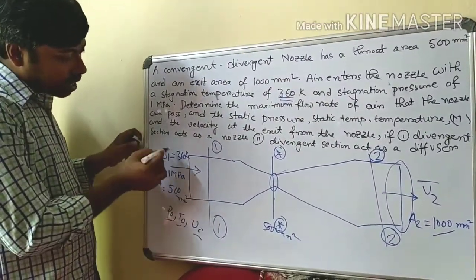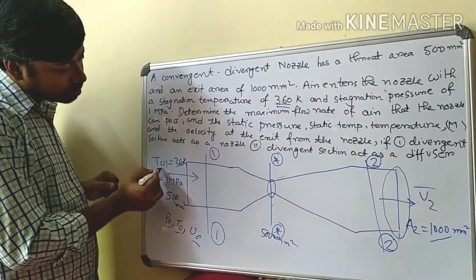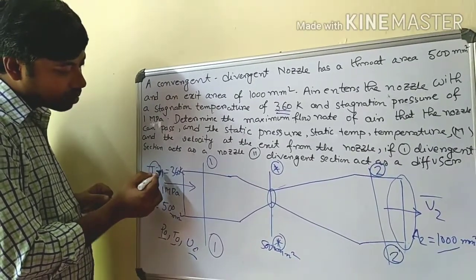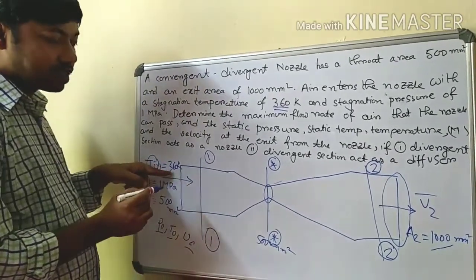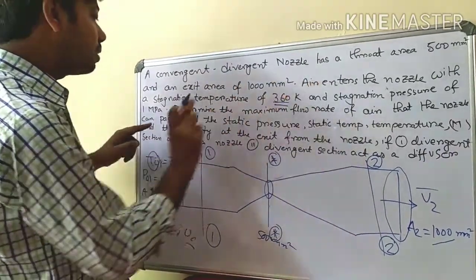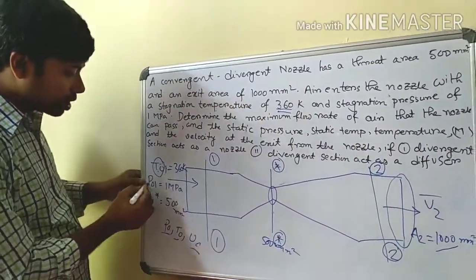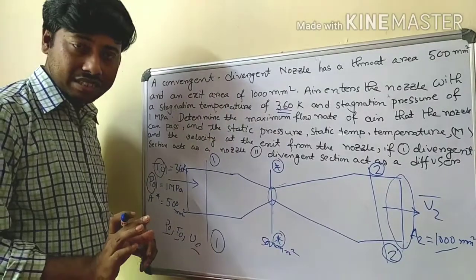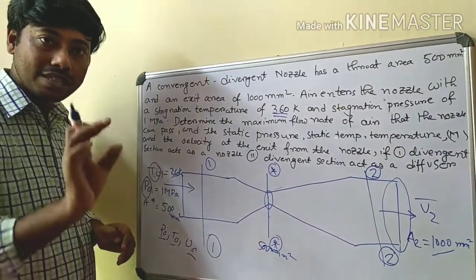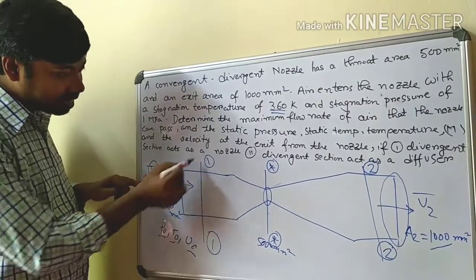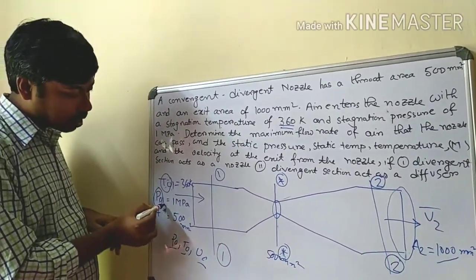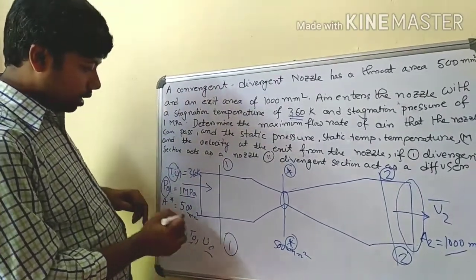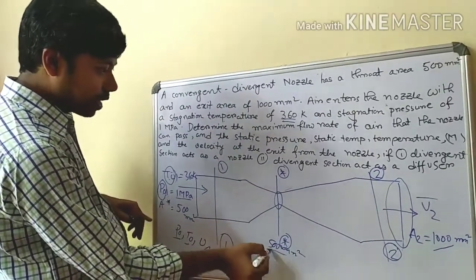When air enters the nozzle, the temperature is given as T01. T0 means stagnation temperature, and 1 means section 1. That is given as 360 Kelvin. And stagnation pressure is 1 megapascal. Normal pressure is designated with P, but stagnation pressure is P0, at section 1, so it is P01, which is 1 megapascal. And the value of A star, the throat area section, is 500 millimeter square.